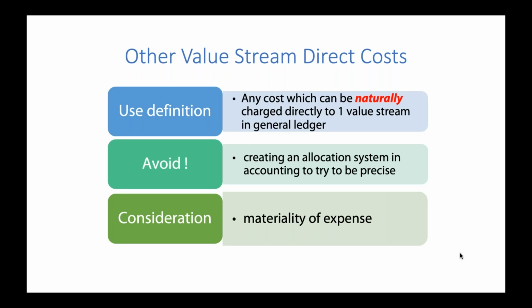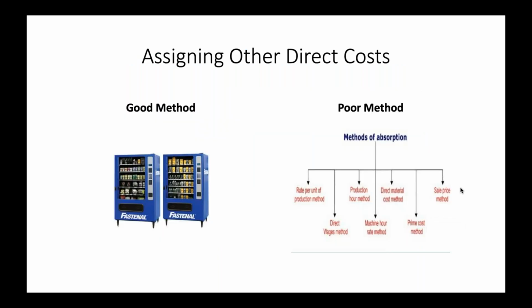Here's another example. Here's a good method on the left. Many factories have vending machines for small consumable supplies. And so what happens? You go up there, you type in your employee code, you pull out a pair of gloves or whatever you may need, and then it's very easy to see based on the employees who's consuming what supplies, and then from there you can charge your supplies to specific value streams. A poor method is on the right, creating different kinds of rates in order to try to assign these other direct costs. So use a lot of common sense, keep it simple, and you'll get what you need.